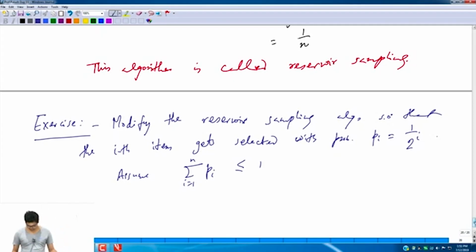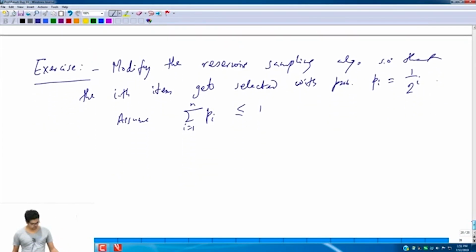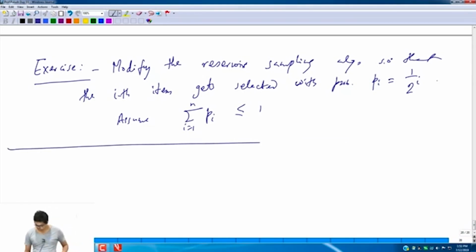Any question before we move to our next topic? Yeah, that's an exercise. Try to design a generic algorithm with pi. Don't use 1 over 2 to the i, just pi, and do the analysis. Okay, now let's move on to our next topic, if you don't have any question.